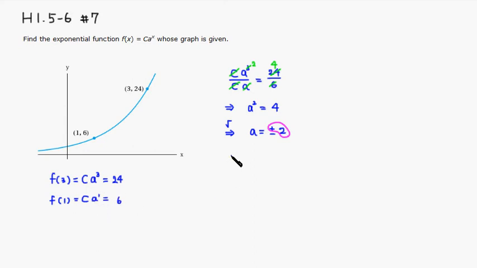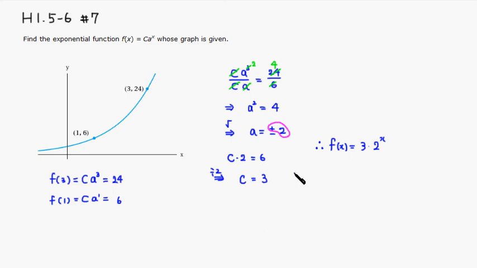So it's going to be c times 2 is equal to 6, which means that you can just divide through by 2 to isolate c. So c's got to be 6 divided by 2, which is 3. So therefore the formula for f of x is, c is 3, so 3 times 2, a is 2, to the x.